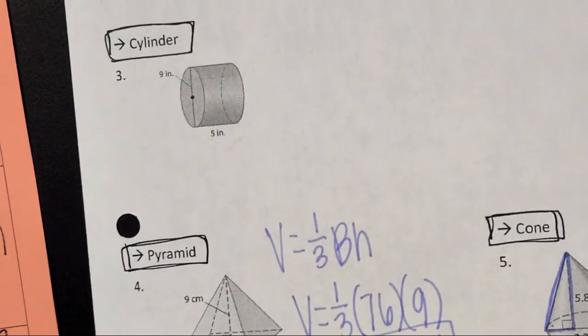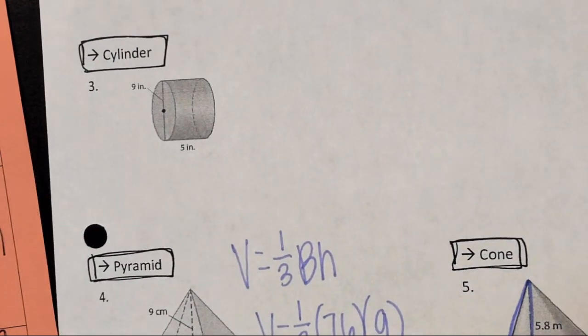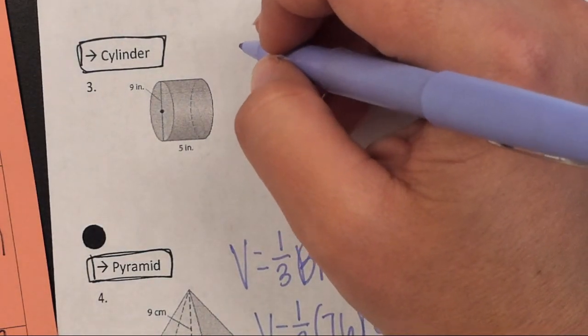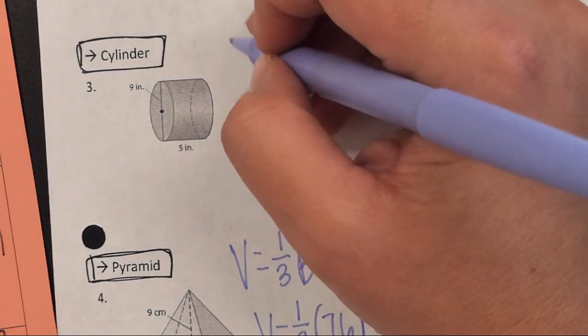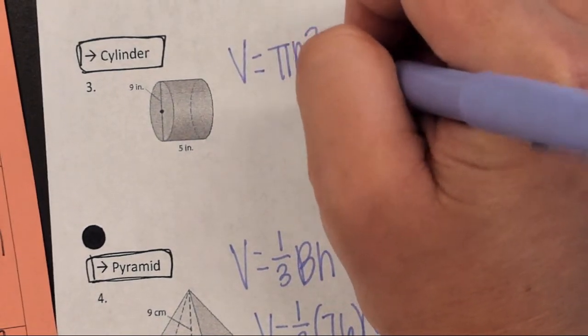Okay, cylinder and cone. Don't get their two formulas confused. Cone has a 1/3, cylinder does not. And I'm not making you memorize it, so don't make silly mistakes on easy stuff, okay? Don't write down the wrong formula. Pi r squared times the height.